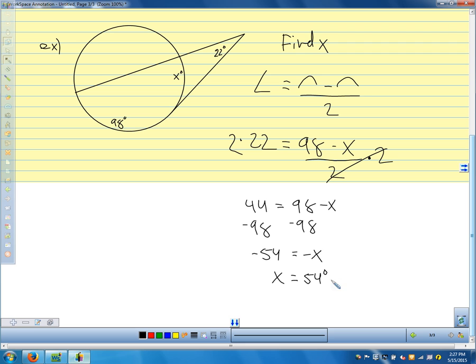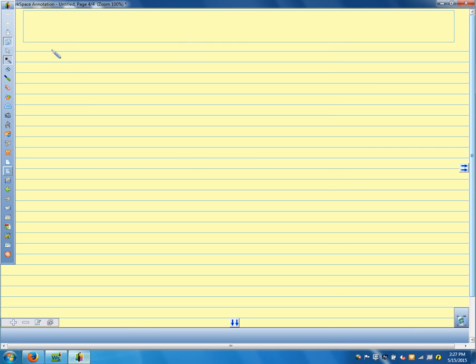Okay, let's look at one that's just a little trickier setup. Here is our circle this time.